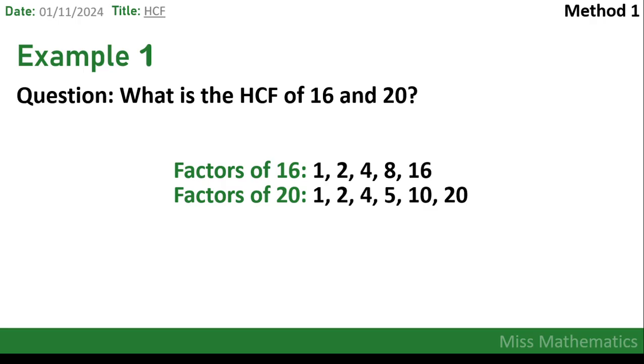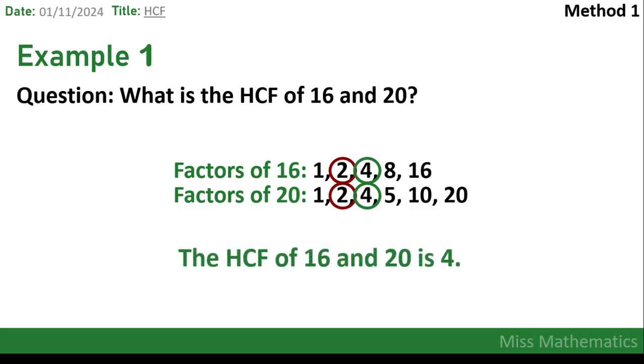Now we need to find the similarities between the factors. So 1 is a factor of every number, so we'll just ignore that. But 2 is a factor of both of them, and so is 4. Because we are finding the highest common factor, we look at the bigger number, which is 4. So therefore, the highest common factor of 16 and 20 is 4.